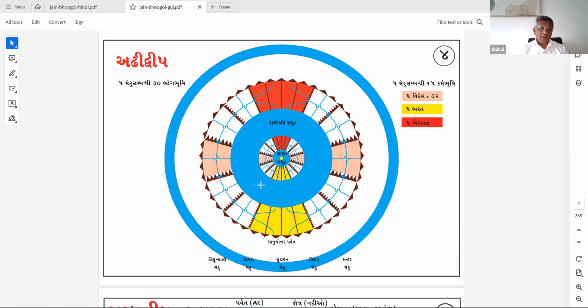So at the moment, because we are in the 5th era in Bharat and Airavat Kshetra, and Videh Kshetra has the 4th era, but there is only a minimum number of Tirthankars there. So currently there are only 20 Tirthankars in the whole of the Manushya Lok. So there can be 170 at any given point.